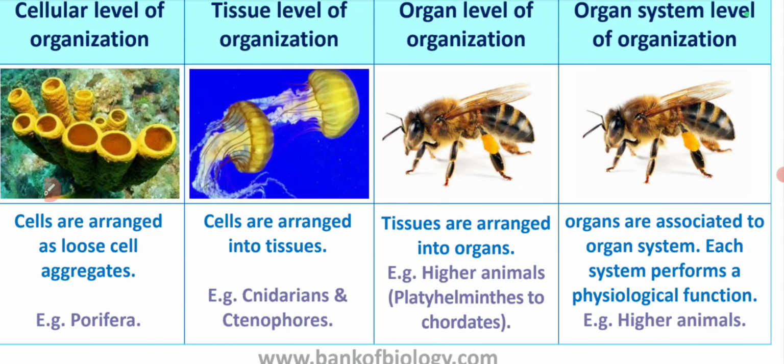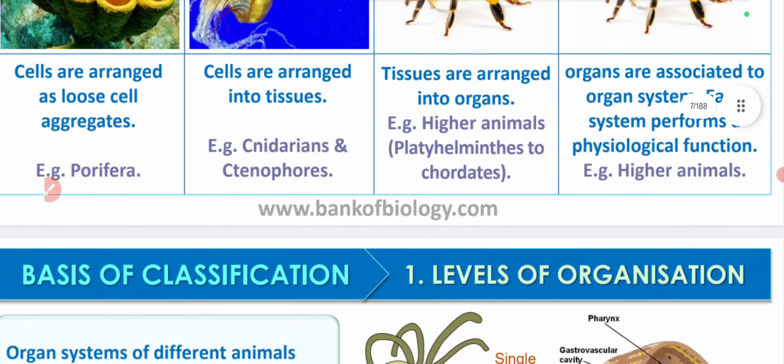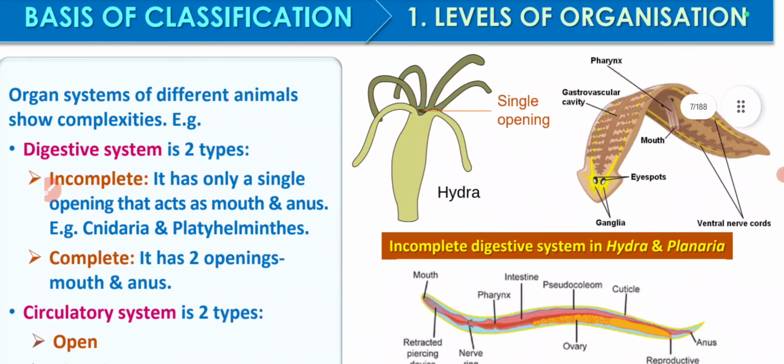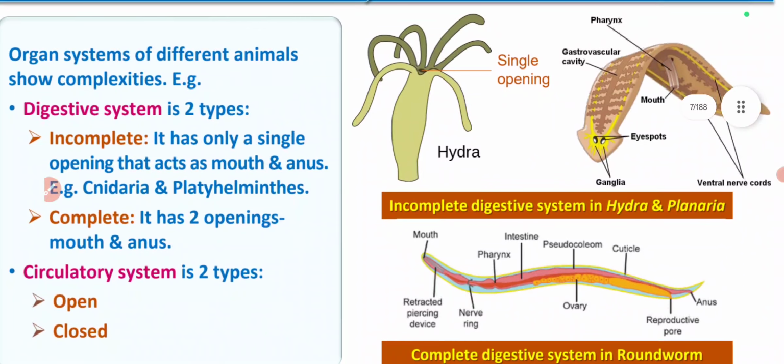Organ level of organization, where tissues are arranged into organs, is found in higher animals, Platyhelminthes to chordates. And organ system level of organization is where organs are associated to form an organ system. Each system performs a physiological function. Example, higher animals. So let's start. Here you can see level of organization, organ systems of different animals, and their complexities.